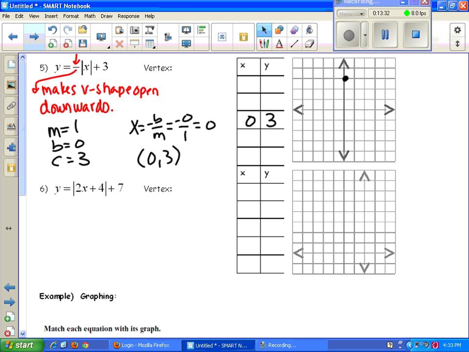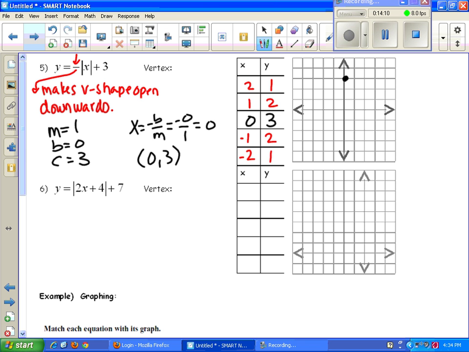Then the next thing I want to do, pick two x values to the right of 0 and then to the left. So 0, 1, 2, and negative 1, negative 2. If I plug 2 into my equation, the absolute value of 2 is 2, but I have that negative in front now, so it's negative 2 plus 3, which would give me a value of 1. If I plug 1 into my equation, the absolute value of 1 is 1, and then we have the negative in front, so negative 1 plus 3 is 2. If I plug in negative 1, the absolute value of that is positive 1, and then the negative in front gives me negative 1 plus 3, which would be 2, and then 1.